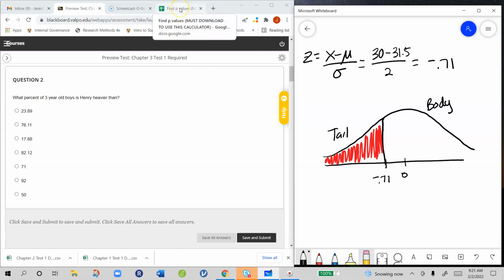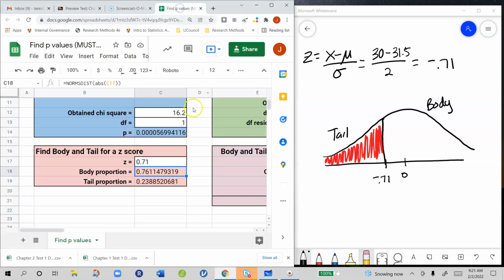So I'm going to use a p-value calculator rather than a table, and I've already entered here a z-score of 0.71. I don't have to enter it as negative because the z distribution is normally distributed and symmetrical, so positive and negative doesn't matter. What matters is if we're looking at the body or the tail. So the tail that I am looking at here is this proportion here, and we have 0.2389, or 23.89%, right? Henry is heavier than 23.89% of 3-year-olds.